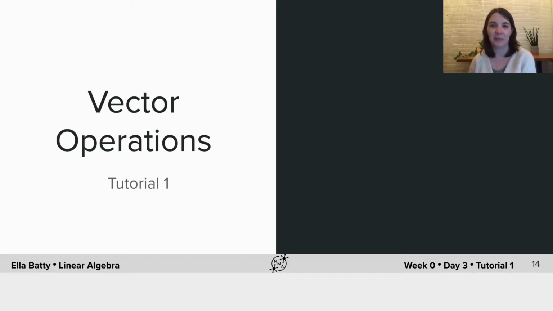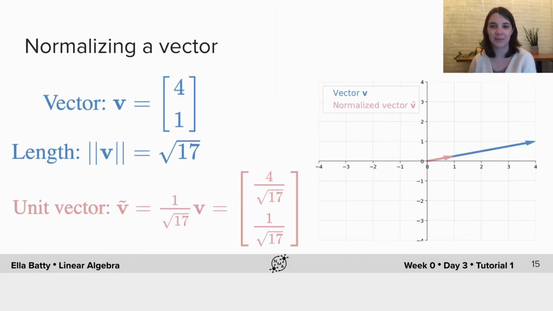In this next section, we'll go through vector operations. So in the exercise you just completed, you normalized a vector to create a unit vector. Given the vector 4, 1, you computed its length, which is the square root of 17, and then you created the corresponding unit vector by dividing each component by its length. And you saw when you visualized this that the normalized or unit vector lay in the same direction as the original vector, but had a different length. So it was length 1.